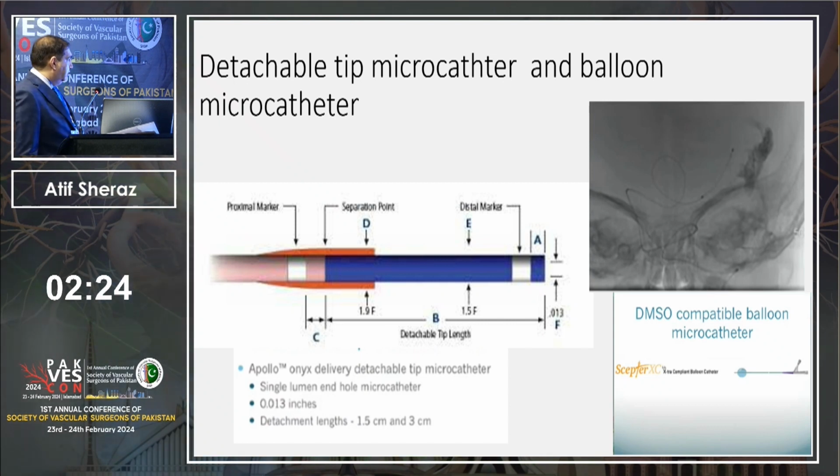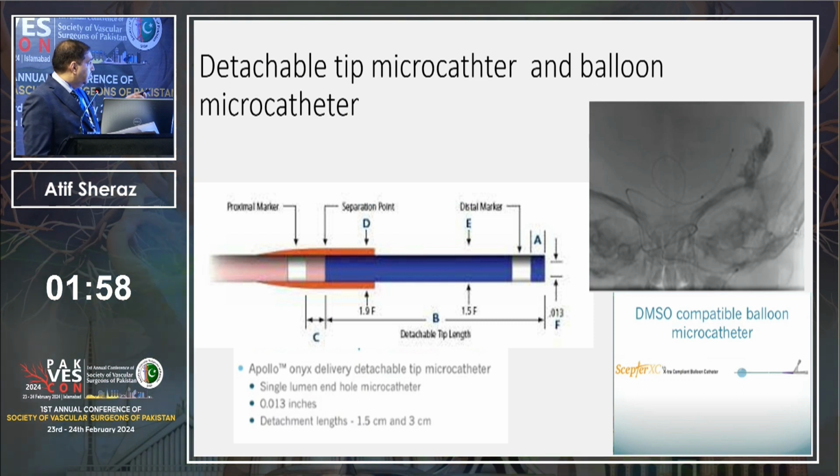Some new tips and tricks. Now we have got available in Pakistan also detachable tip microcatheters. So in a detachable tip microcatheter, if it sticks to the glue, we can leave the tip in place and we can remove the catheter. So this is an example of a detachable catheter. The distal part, the two dots, this part can remain inside and is biodegradable.